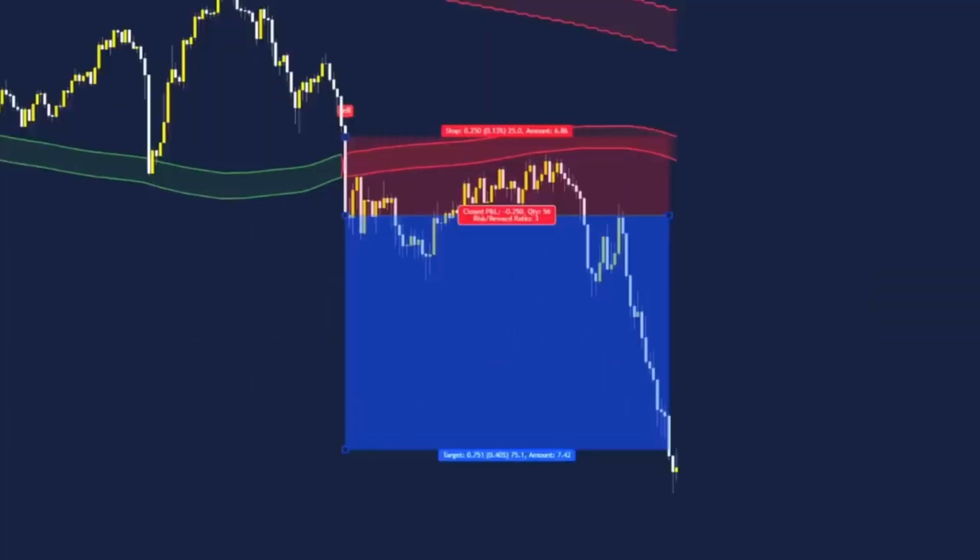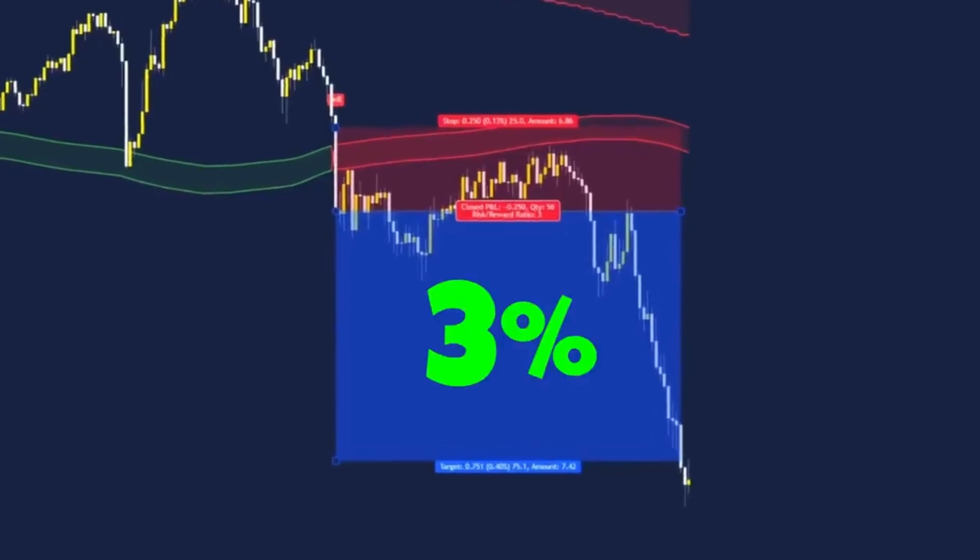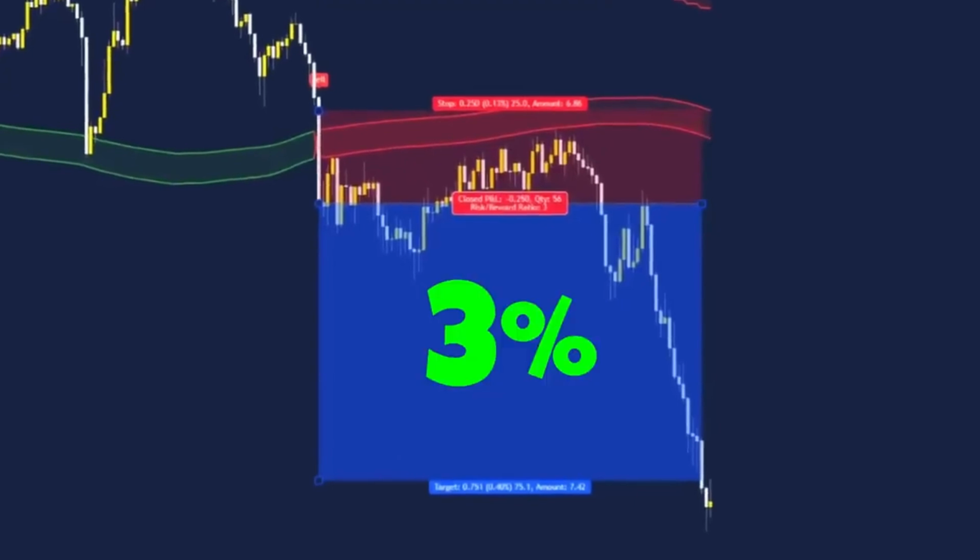And there we go, for our first trade. Price has actually hit the 3 risk to reward ratio, giving us a 3% profit on the account straight away. Now let's look for our next setup.